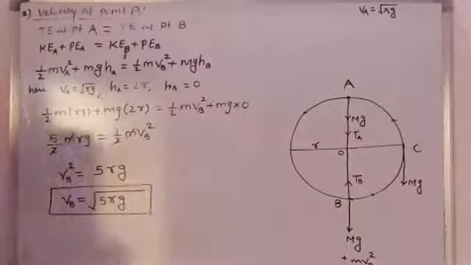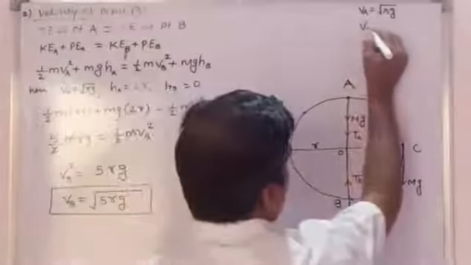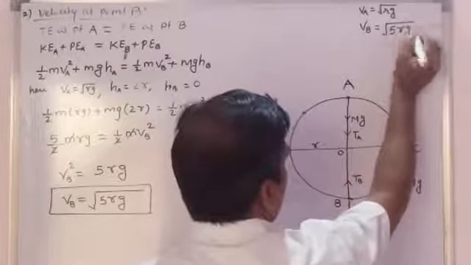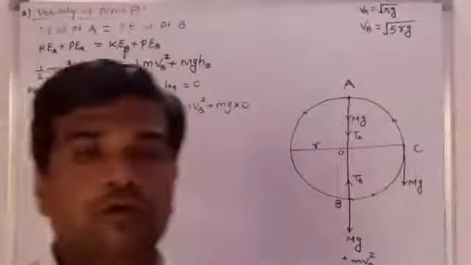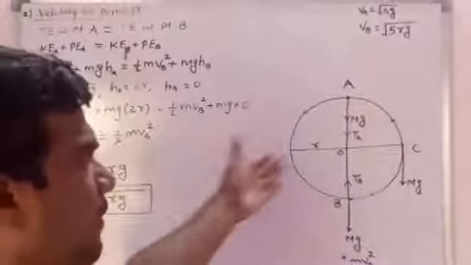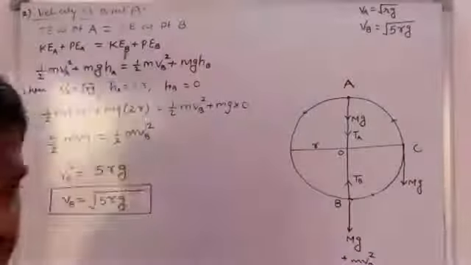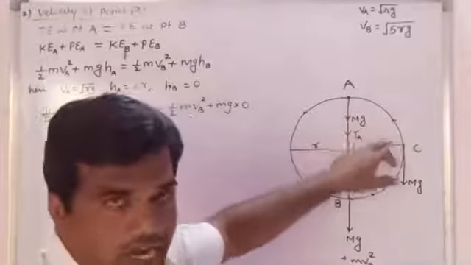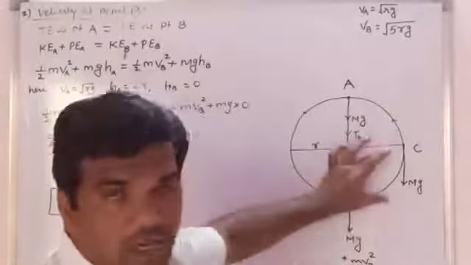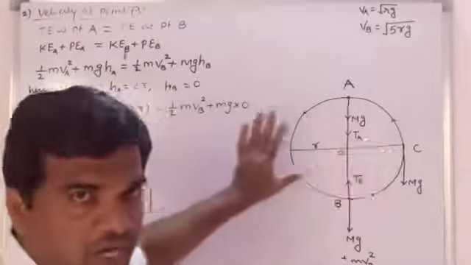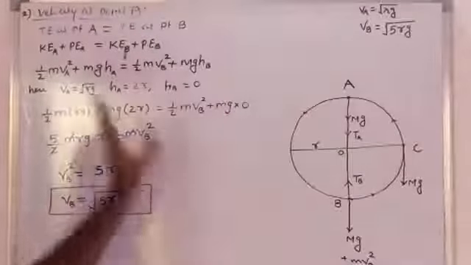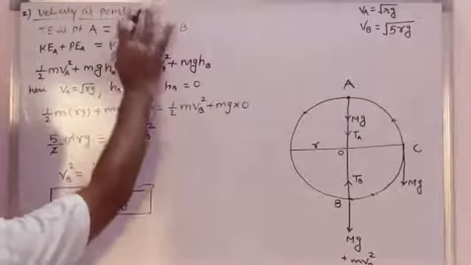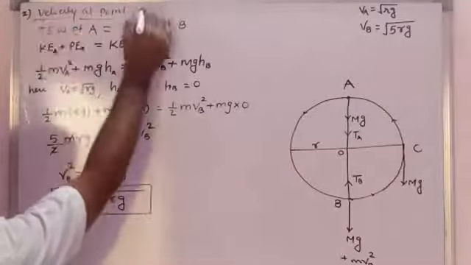This is the expression. So again we can write this here: Vb is equal to under root 5rg. Now we have to determine the velocity of the particle at middle position, that is at point C. So point C is the middle position, it means that the distance or height of the point C from the lowest position is radius r. We can write this by putting the value of h is equal to only r. So the same formula can be used. This is the velocity of particle at point C.